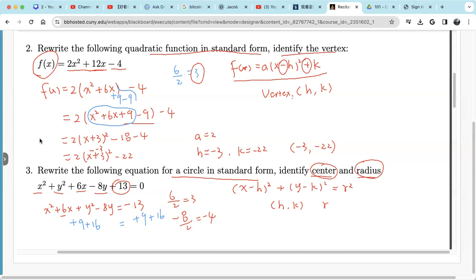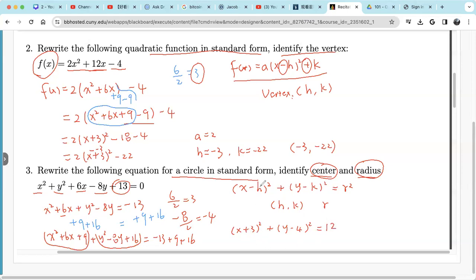Then we get x squared plus 6x plus 9, then plus y squared minus 8y plus 16, that equals negative 13 plus 9 plus 16, right? This gives us a perfect square, and this gives us a perfect square. So we write it as x plus 3 squared plus y minus 4 squared. That equals negative 13 plus 9, negative 4. Negative 4 plus 16, positive 12.